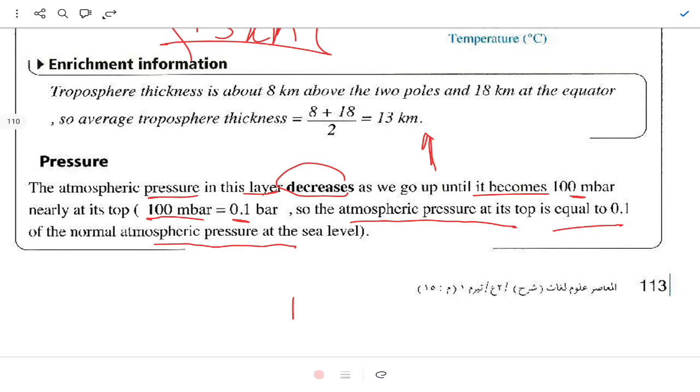At the sea level, as you know, the atmospheric pressure equals nearly one and some fraction, so it's 1. So the pressure at the top is 0.1 of the normal atmospheric pressure.